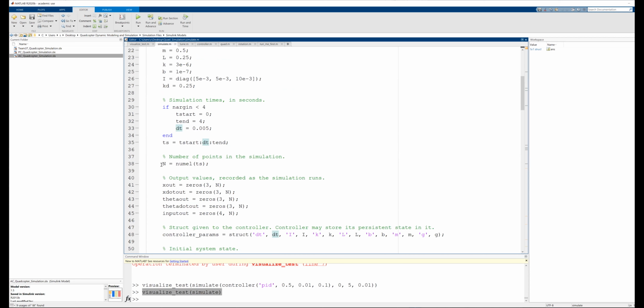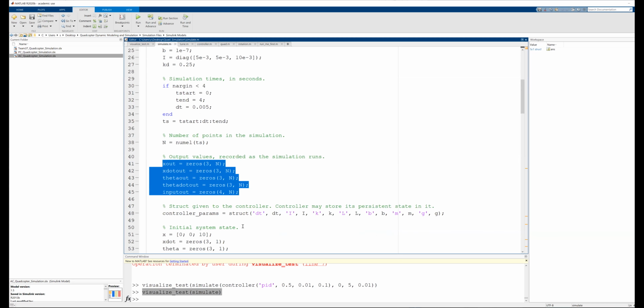Next, this talks about the number of points in the simulation. So it creates a number, and that is how many times the Euler integration loop needs to be calculated, or how many times you need to run the Euler integration. Line 41 is just saving the space. It's creating an empty array. So you have x out, x dot out, theta dot out, and the input, which is the controller. So that actually is 0.